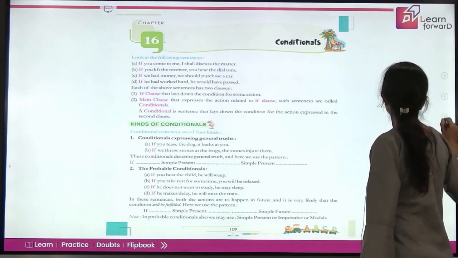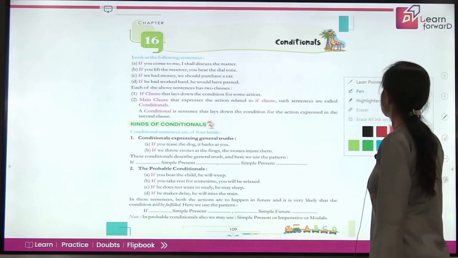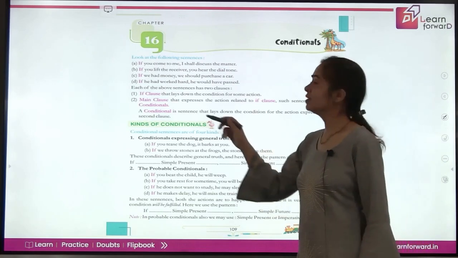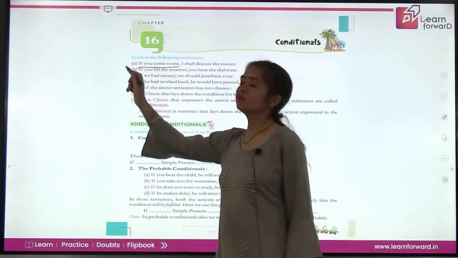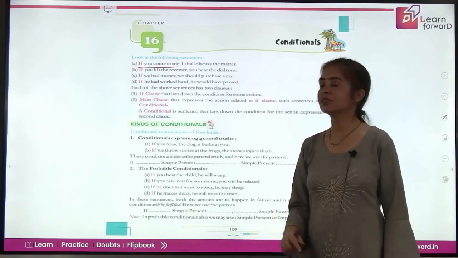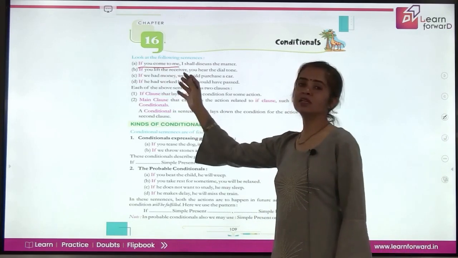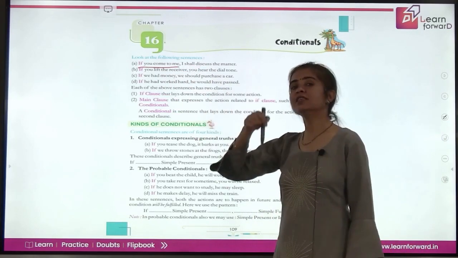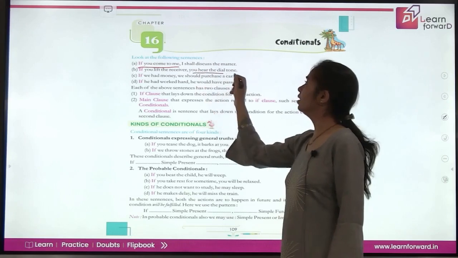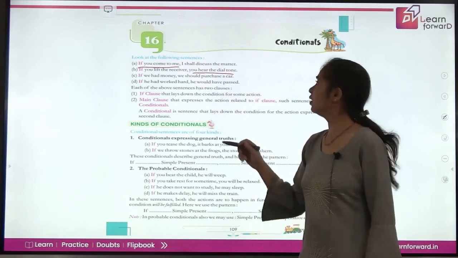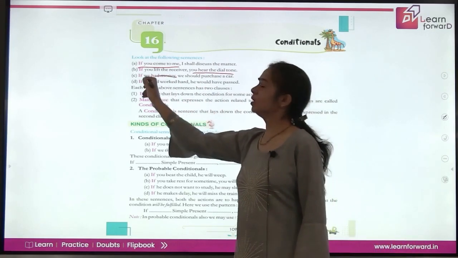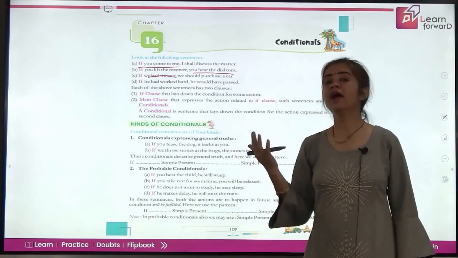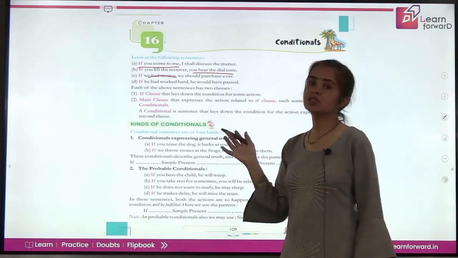If you come to me, I shall discuss the matter. So here is a condition that you have to come to me for discussion. Next, if you lift the receiver, so the condition here is lifting the receiver. What will happen? You hear the dial tone. If we had money, the condition is about having money, we should purchase a car.